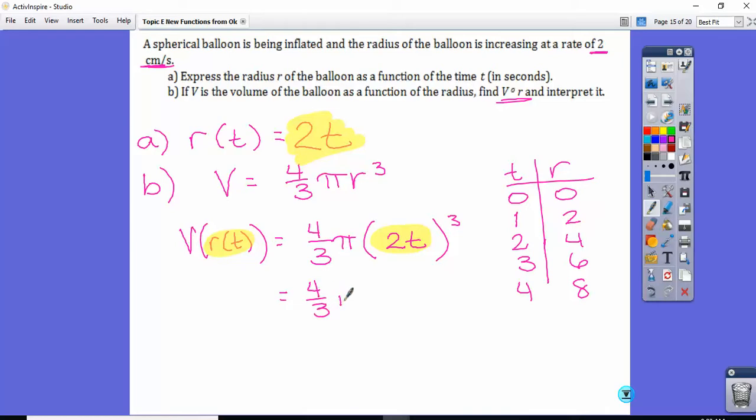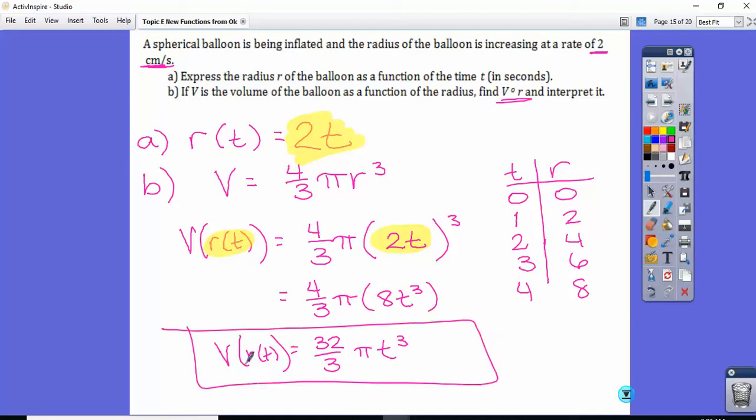We have 4/3 pi, 2 to the third is 8, t cubed. We can multiply the numbers. 4/3 times 8 would be 32/3 pi t cubed. So in other words, we found a formula for volume based off time. So if I knew that the balloon had been inflated for 10 seconds, I could automatically calculate the volume of that balloon.